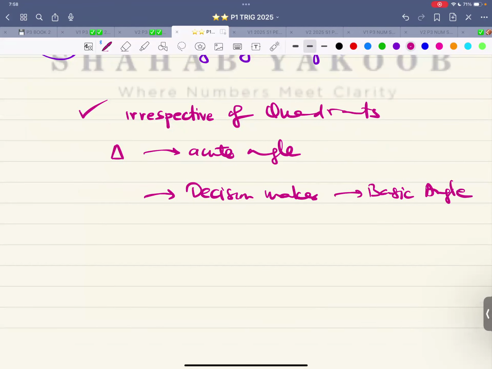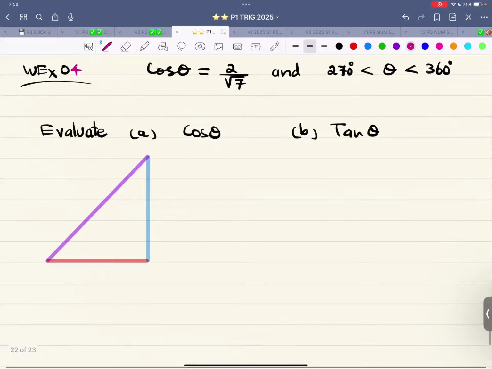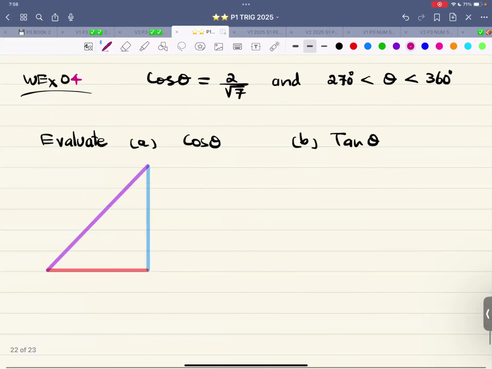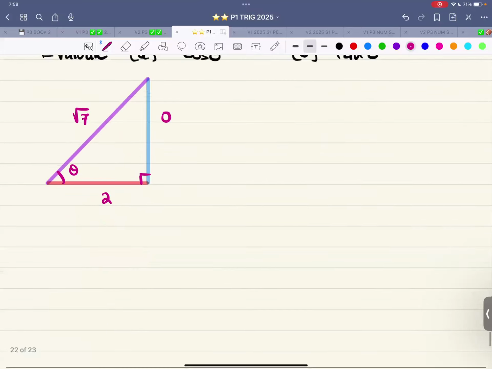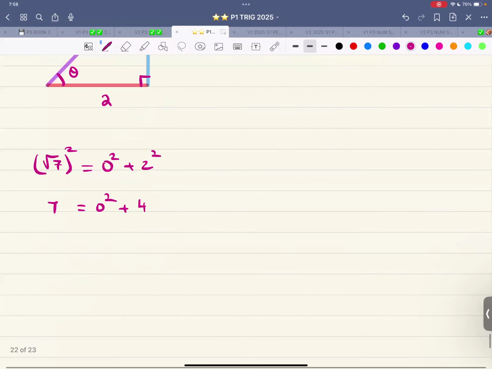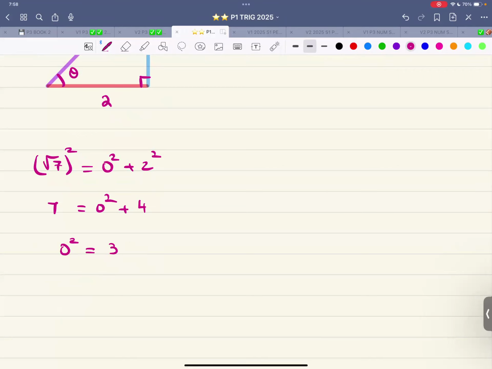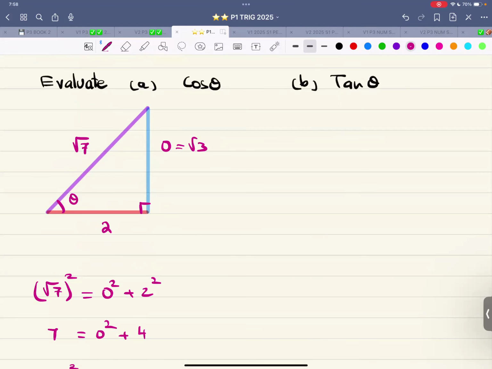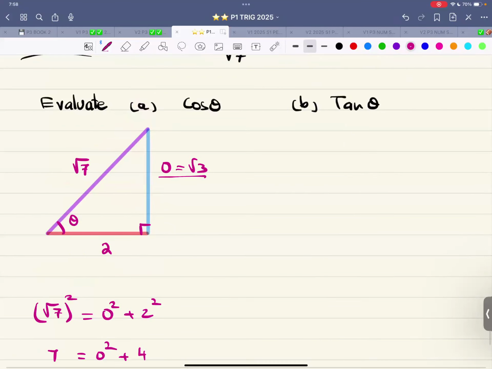All good. So now coming back to this. Cosine of theta is 2 over root 7. So therefore, this is theta, this is 90, this is 2, this is root 7. This is the opposite. Let's work it out. Root 7 whole square, that is opposite square plus 2 square. This is 7, opposite square. This is 4, opposite square is 3, opposite is root 3. So opposite is root 3. All good. This is by calculation.